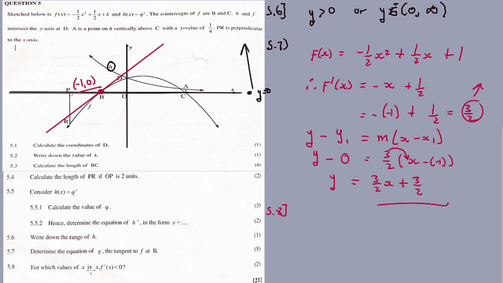5.8, last question: for which values of x is x times f prime of x less than 0? What's going to be the answer?